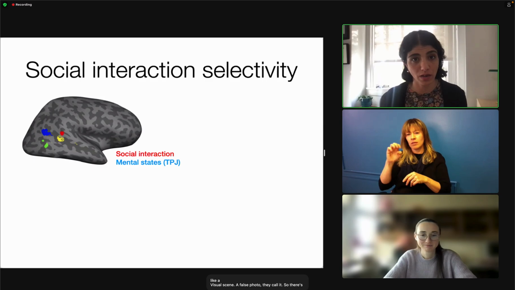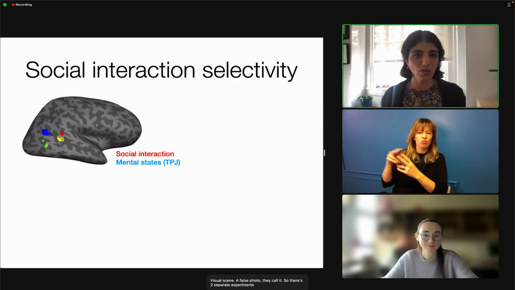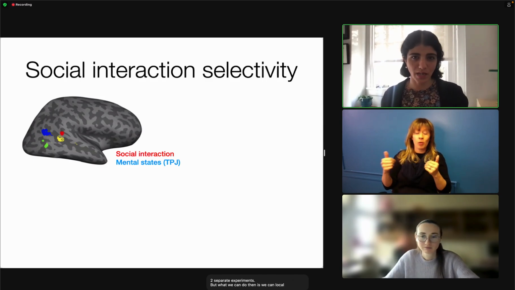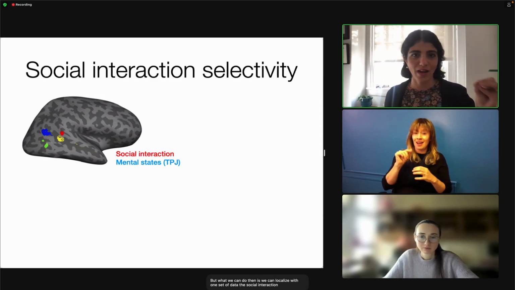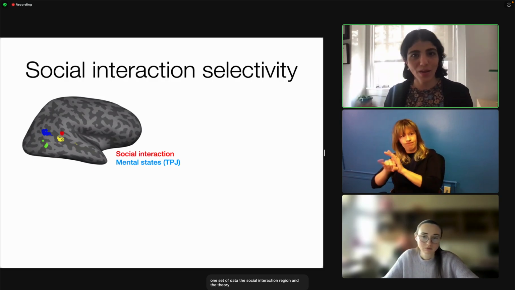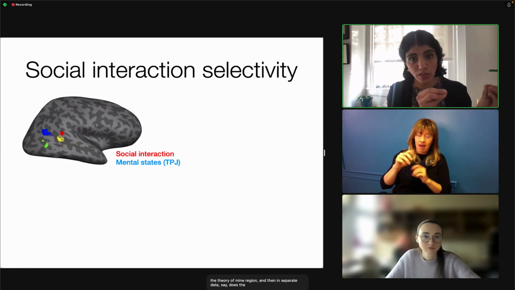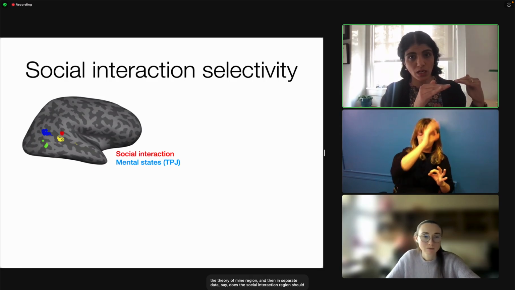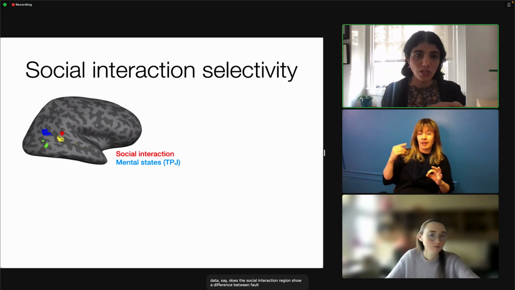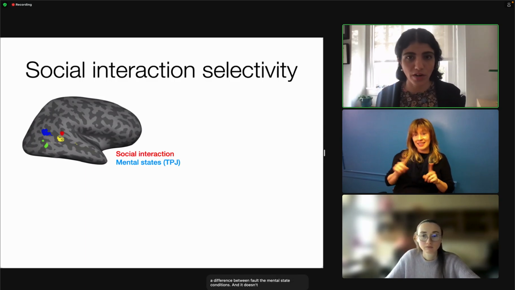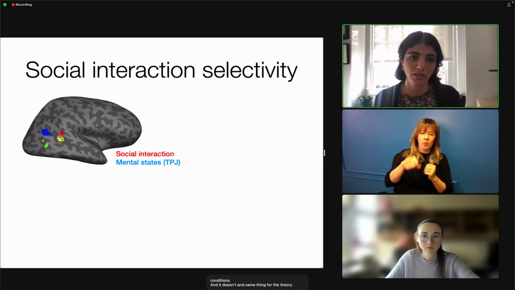So those are 2 separate experiments. But what we can do then is we can localize with one set of data the social interaction region and the theory of mind region, and then in separate data say, does the social interaction region show a difference between the mental state conditions, and it doesn't, and same thing for the theory of mind and the social interaction.